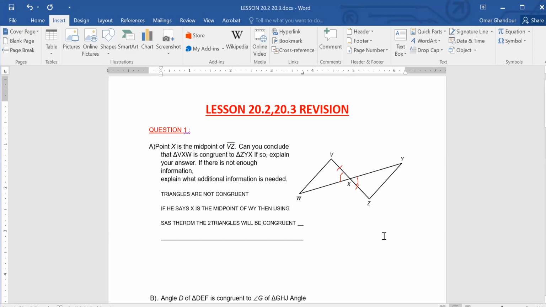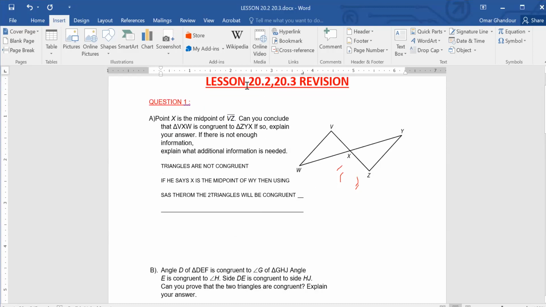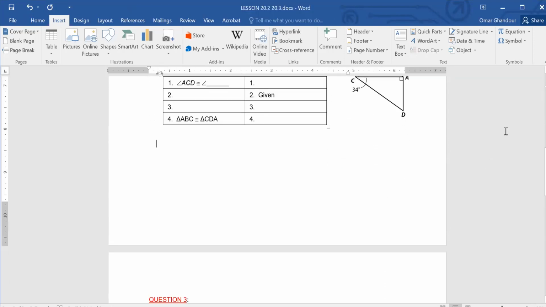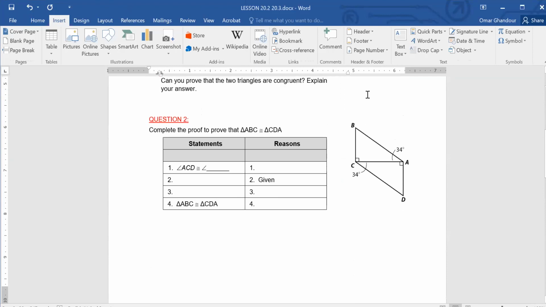Okay, let's go to the next question. Okay, so let's go to question B. We have two triangles, as you can see. We have triangle ABC and triangle CDA.